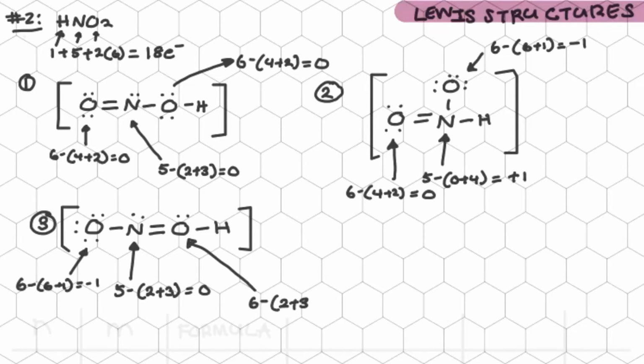So when we have a structure in which all atoms have 0 formal charge, that is the most stable one. That doesn't mean that the other ones don't exist. They might exist, but they're very unstable. They're not going to last so long.